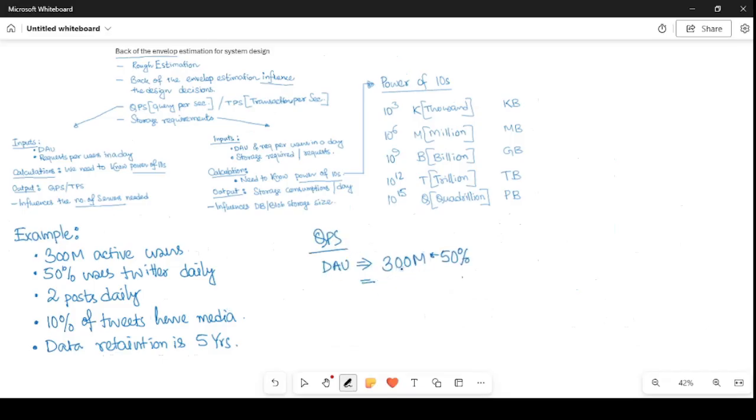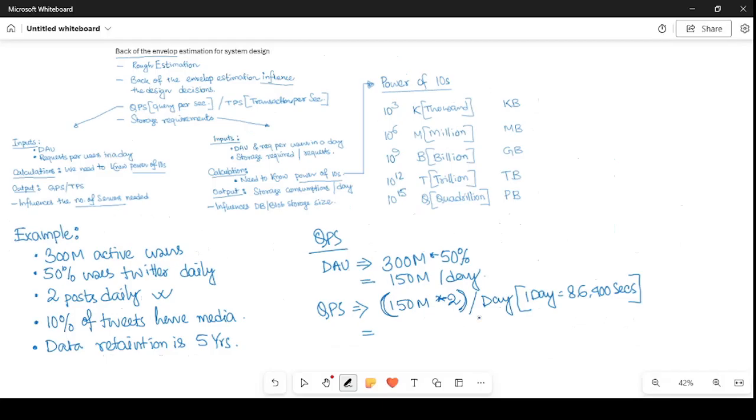It will be 50% of 300 million, which is nothing but 150 million per day. And every day each user does 2 posts. So QPS will be 150 million into 2. So twice of 150 million tweets will be there per day. And we know one day means 86,400 seconds. But as we are performing rough estimation, or back of the envelope estimation, instead of 86,400, we will use 10 to the power 5.